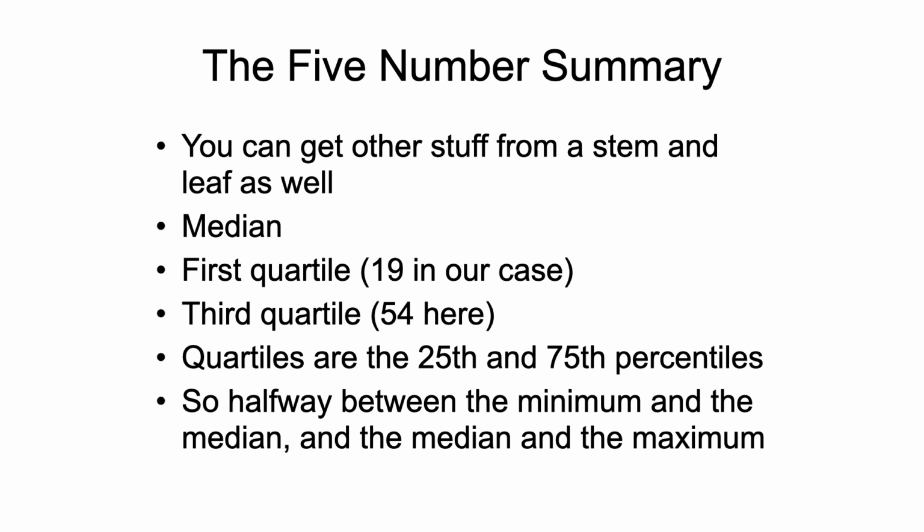Okay, what you can get from a stem and leaf plot is something called a 5-number summary. A 5-number summary is a great way to very roughly summarize a batch of numbers. You get the median. That's the middle. The median is the middle, 50th percentile.